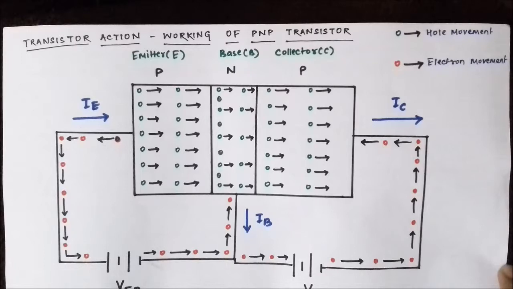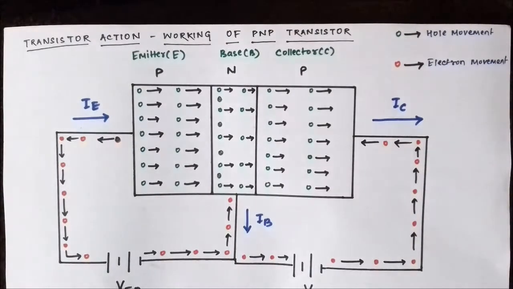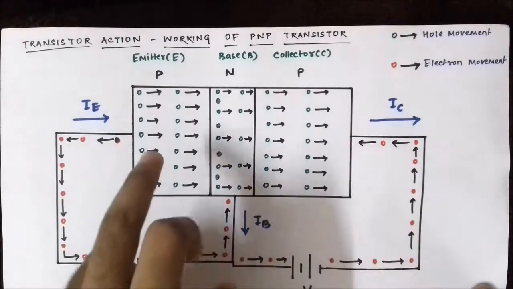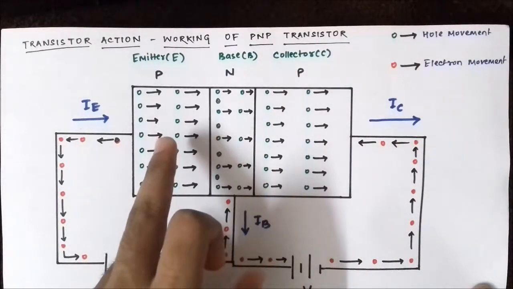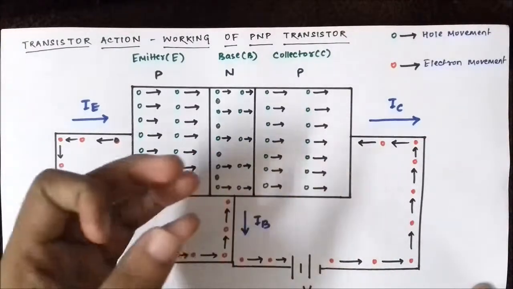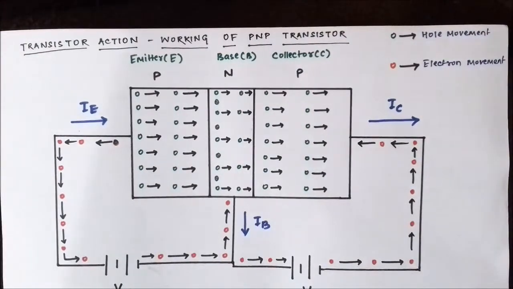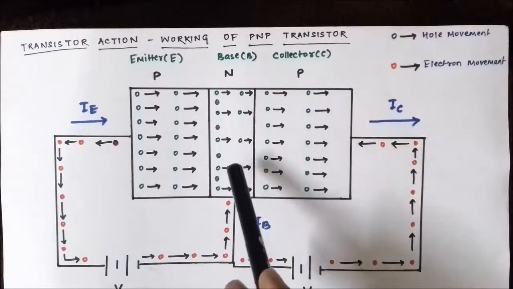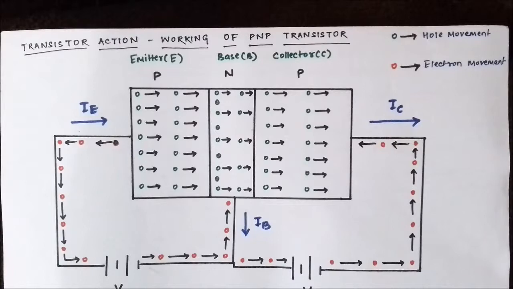Now the value of base current is very small, in terms of microamperes, whereas the emitter current is in terms of milliamperes. Now after recombination, the remainder of the holes, nearly 95% of the holes which travel from the emitter, move from the base to the collector. 5% are lost because of electron hole recombination, so the remaining 95% of the holes move from the base to the collector.